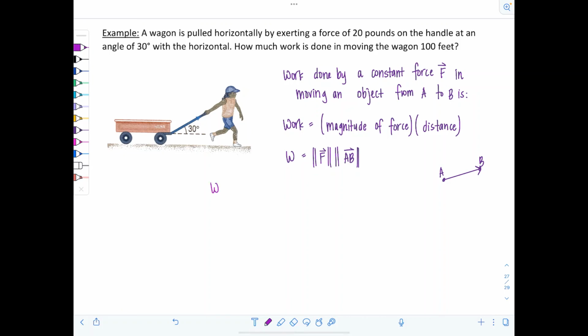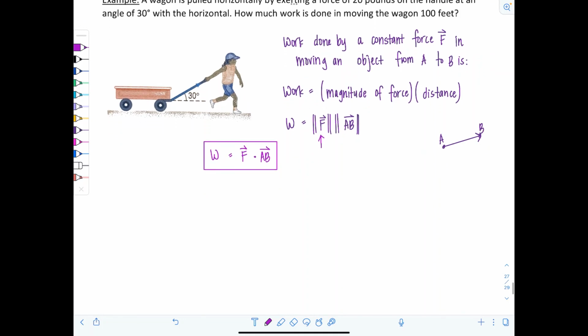To compute work, it's equal to the force dotted with vector AB. And you can see this comes from figuring out the magnitude of the vector projection of F onto AB, times the distance, so the magnitude of AB, and everything ends up simplifying to this quantity here. So this is what we're going to use. Work equals force dotted with the vector AB.